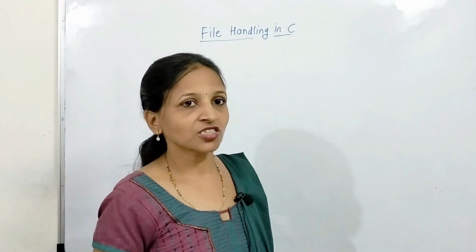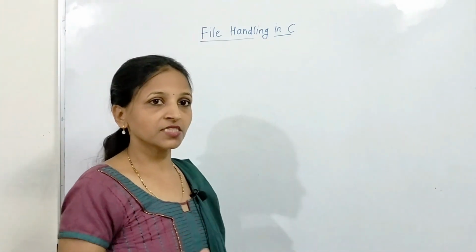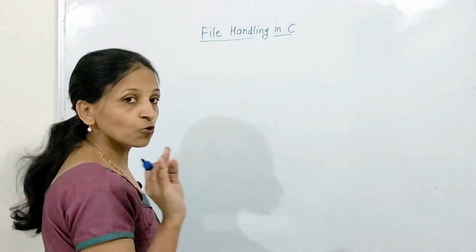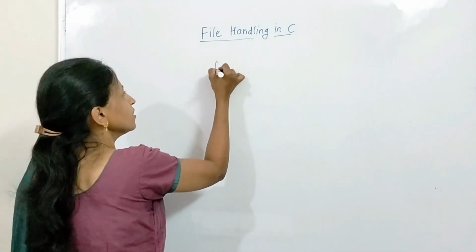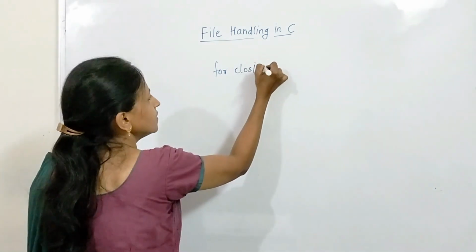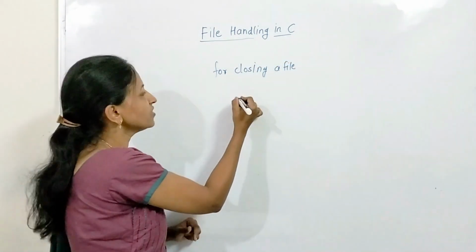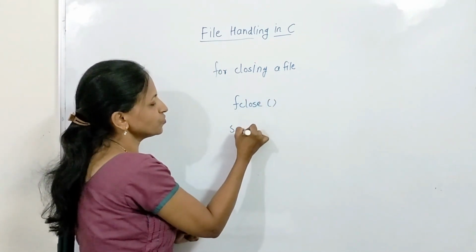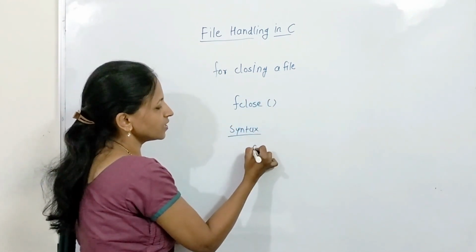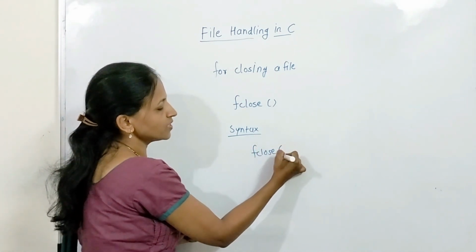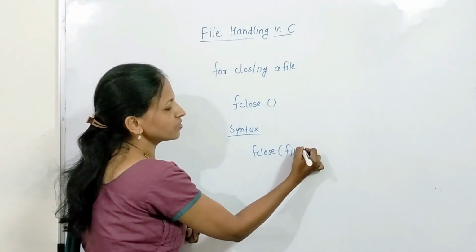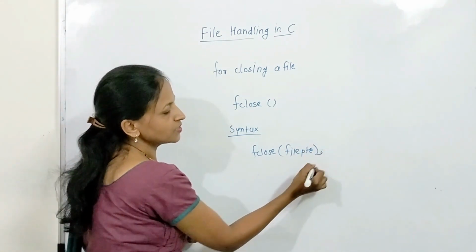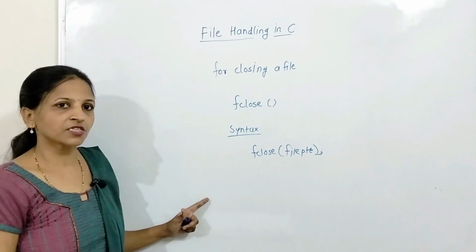Now the next function that is available in the stdio.h header file for file operations, that is, for closing a file, is the fclose function. Now what is the syntax to use the fclose function? Here we have to use fclose, and here whatever file pointer we have, we have to pass. This is just the syntax of using the fclose function.